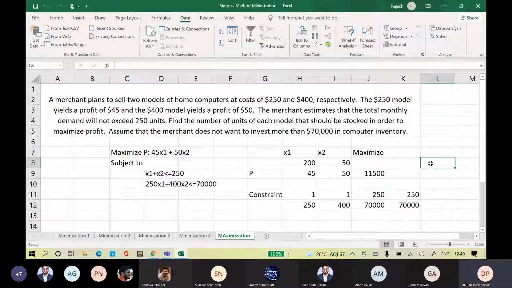Got it? Yes, sir. So he has to stock 200 X1 and 50 X2 for a maximum profit of 11,500 under the constraint of $70,000 inventory. All right? Got it, all of you? Yes. Yes, sir.